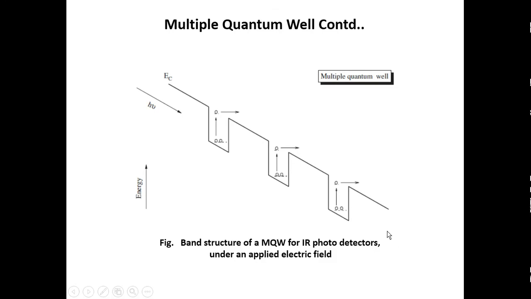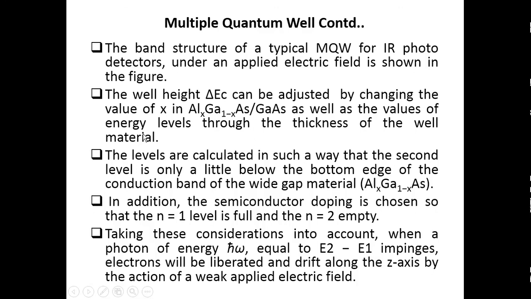What is delta EC? That is the conduction band energy, isn't it? That is the difference of conduction band energy in the well region for aluminum gallium arsenide and gallium arsenide material. So let us consider the case of aluminum gallium arsenide material. Then delta EC, that we have already seen, that can be adjusted.